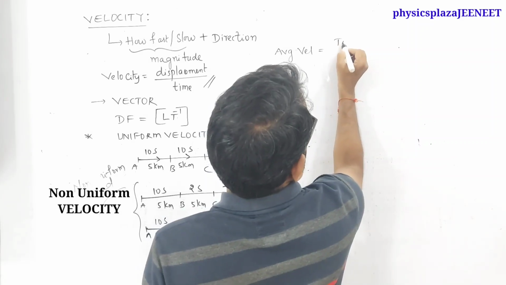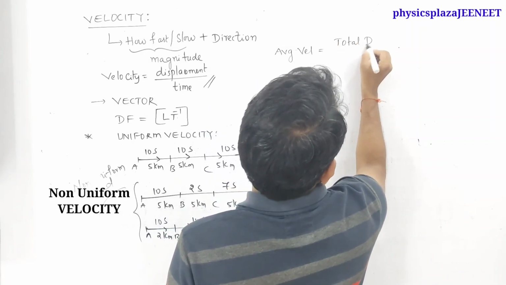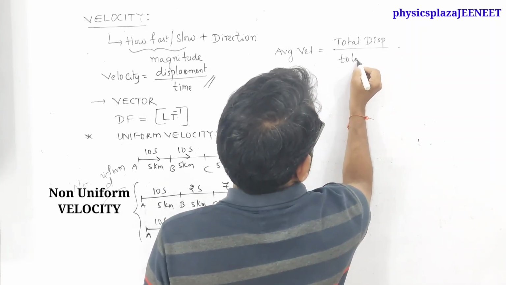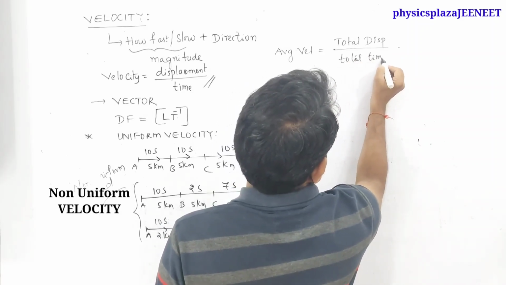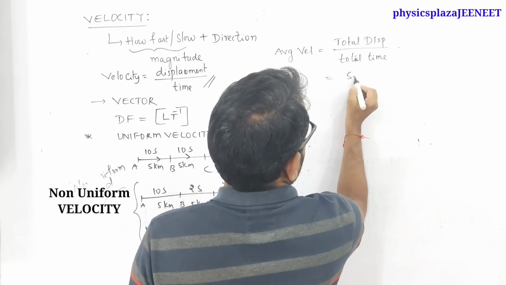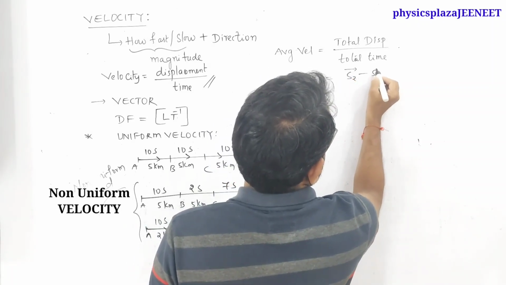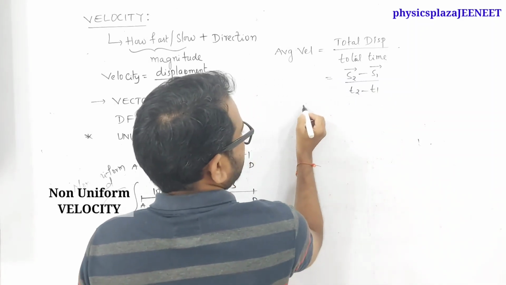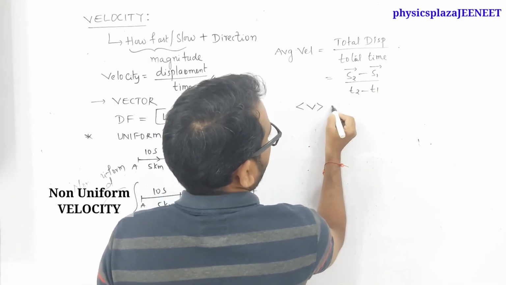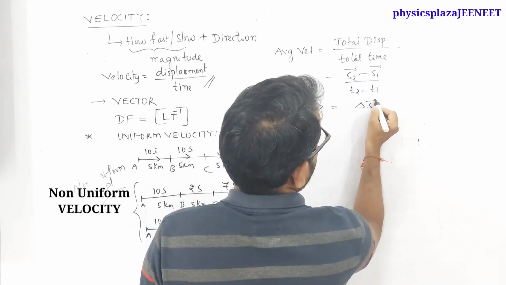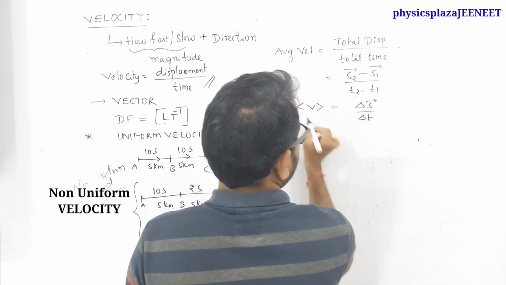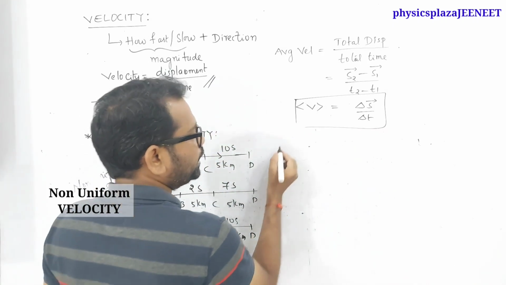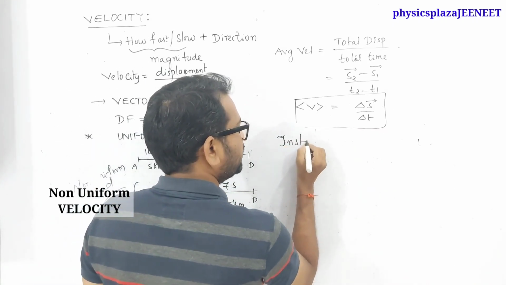This is the total displacement covered by the total time taken, children. So this can be written as, let us say, S2 minus S1 by T2 minus T1. We can also express average velocity as delta S by delta T. So this gives you the average velocity. And what about instantaneous velocity, children?